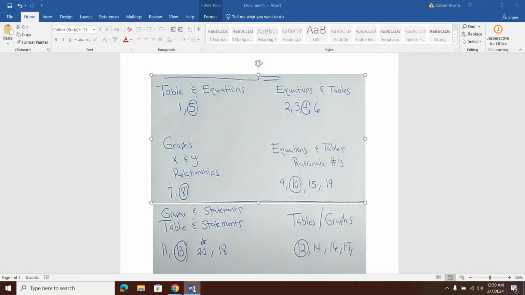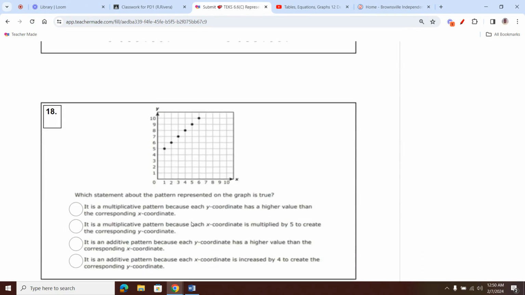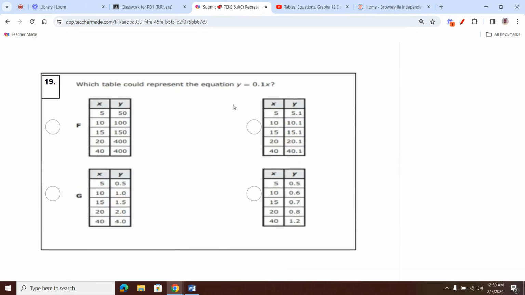19, same thing. We have an equation, but this is times. So let me do the equation. Y equals 0.1 times x. Again, I'm going to do one so you can see how it works. Okay, so letter F.